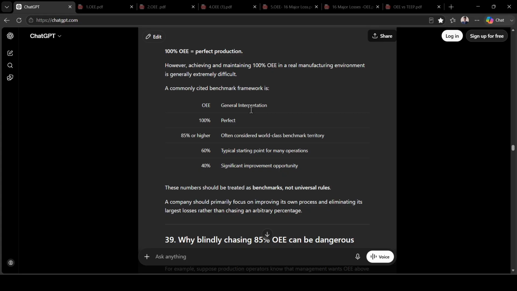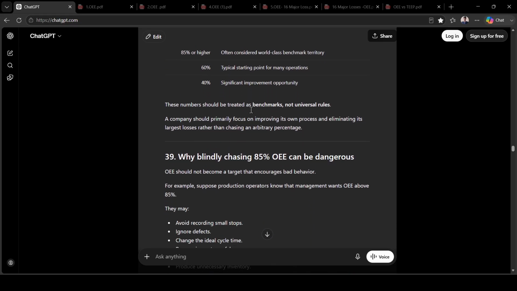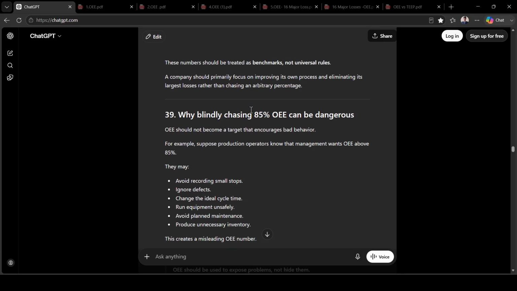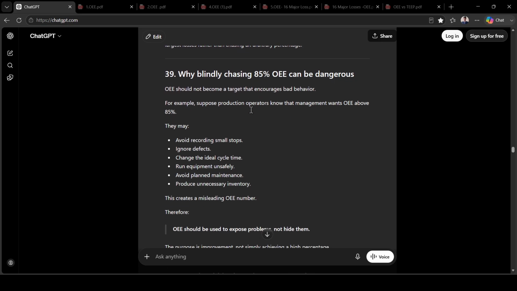The company should primarily focus on improving its own process and eliminating its largest losses rather than chasing an arbitrary percentage. Why can blindly chasing 85% OEE be dangerous? It should not become a target that encourages bad behavior.